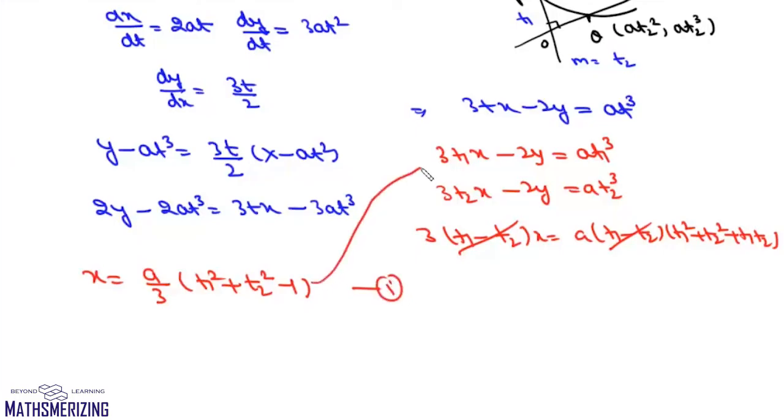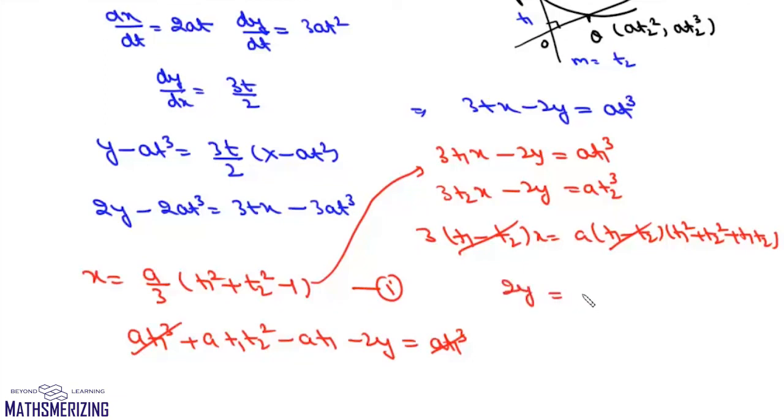And if we put the value of x in this, we can write 3t1x will be a t1 cube plus a t1 t2 square minus a t1, minus 2y equals a t1 cube. Now a t1 cube will cancel. Here t1 into t2 is minus 1, so we'll get 2y equals minus a times (t1 plus t2). That's our second equation.